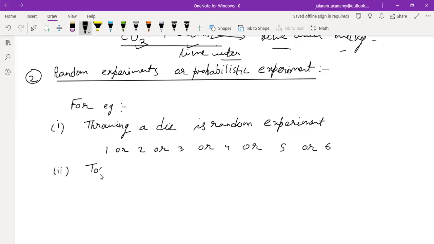Secondly, tossing a coin. Do you know before tossing what will be the result? Whenever you say either head or tail, it means you don't know the definite result. This is the same as throwing a die, which comes up with 1 or 2 or 3 or 4 or 5 or 6, one of the 6 possible outcomes. Similarly, tossing a coin is also a random experiment. Understood, everyone?